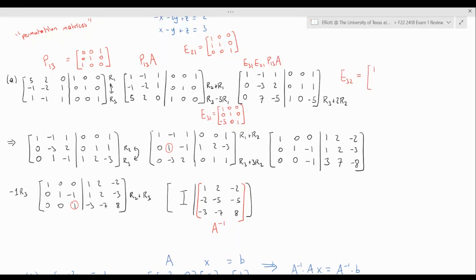So E32 will be the identity matrix, but with a 2 in the 3-2 position. Okay, so let's call this one E32. And so this matrix that you have over here is going to be E32 times this, okay?